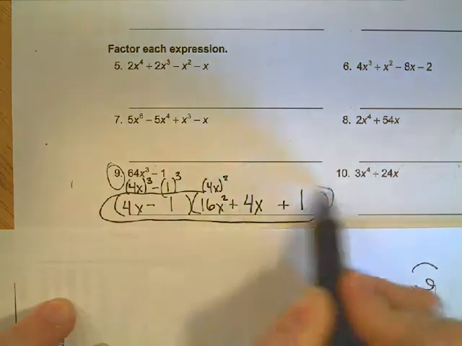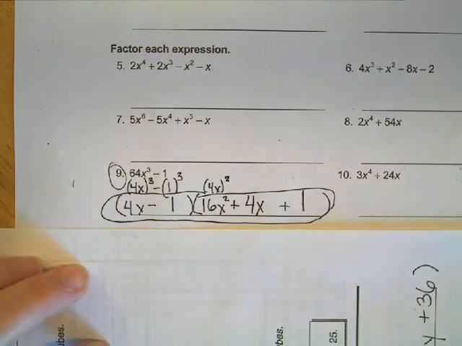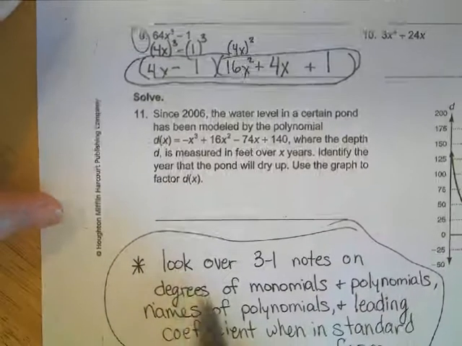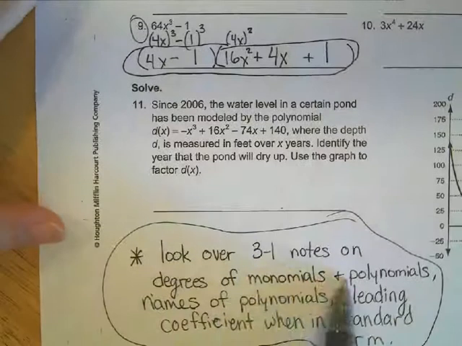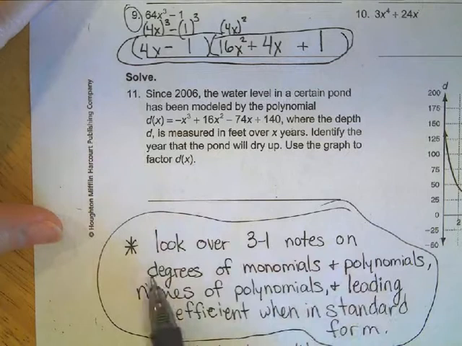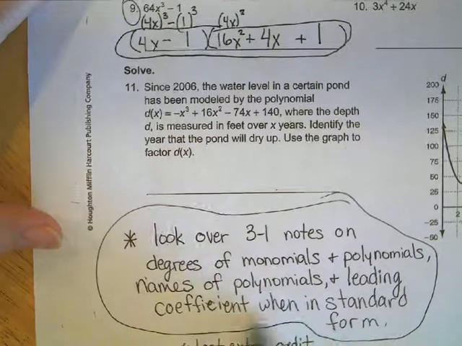One last thing for me to offer you is some notes on other problems that will be on the quiz. Hopefully you're watching this all the way through or you're missing these. Look over 3-1 notes on degrees of monomials and polynomials, the names of the polynomials that we talked about in class, and the leading coefficient when your polynomial is in standard form. So look over the problems that we did in class for those.